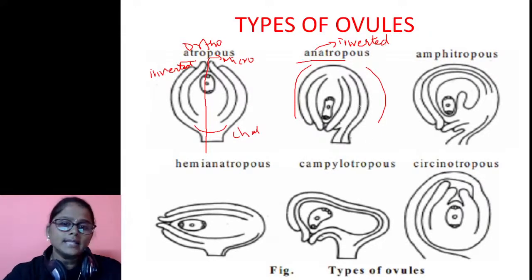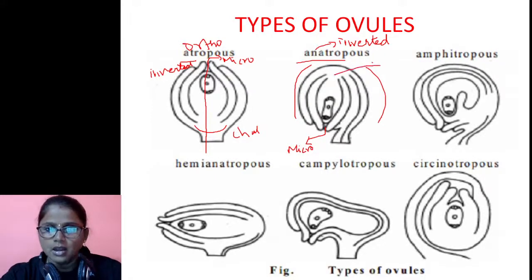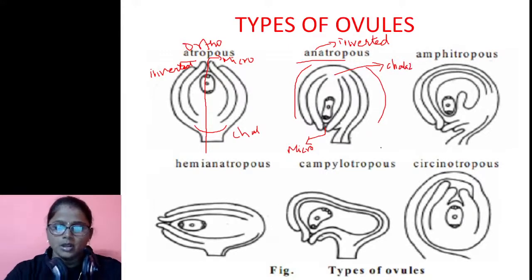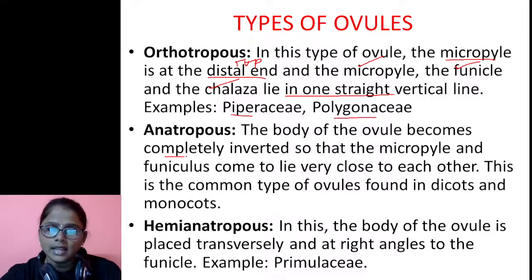So that you can see the micropylar opening is present at the bottom, and the chalazal region is present at the distal end. Okay. So anatropous, here the body of the ovule becomes completely inverted.